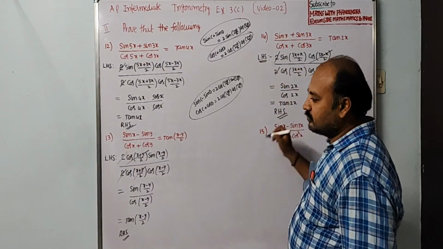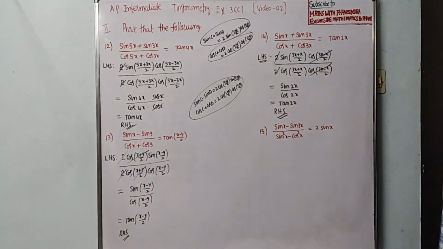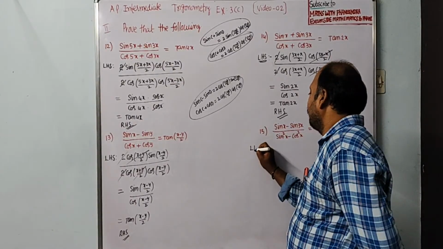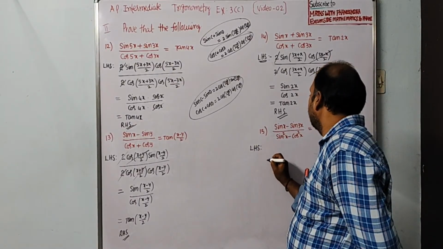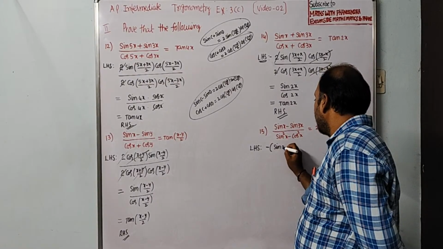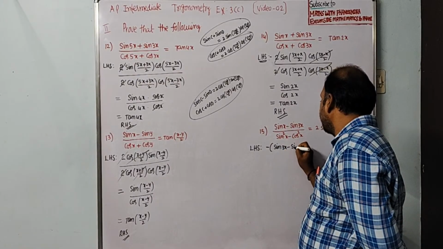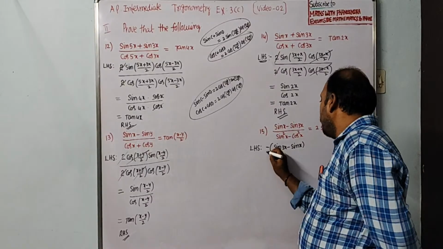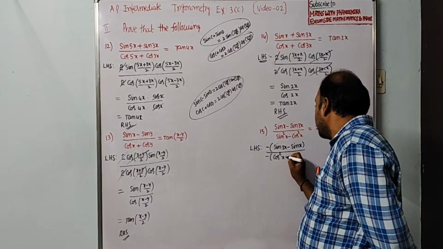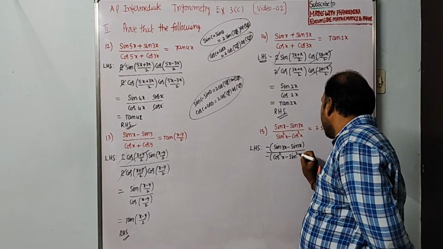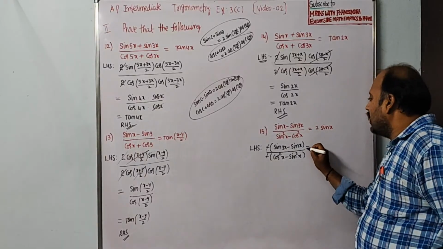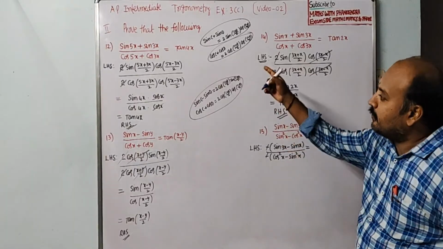RHS. Okay, dear students. Now come to here, even in this LHS, I am taking common minus. I am writing here sin 3x minus sin x divided by minus, taking common, and write it as cos square x minus sin square x. So both minus signs will be cancelled. Later we are applying the sin C minus sin D formula.